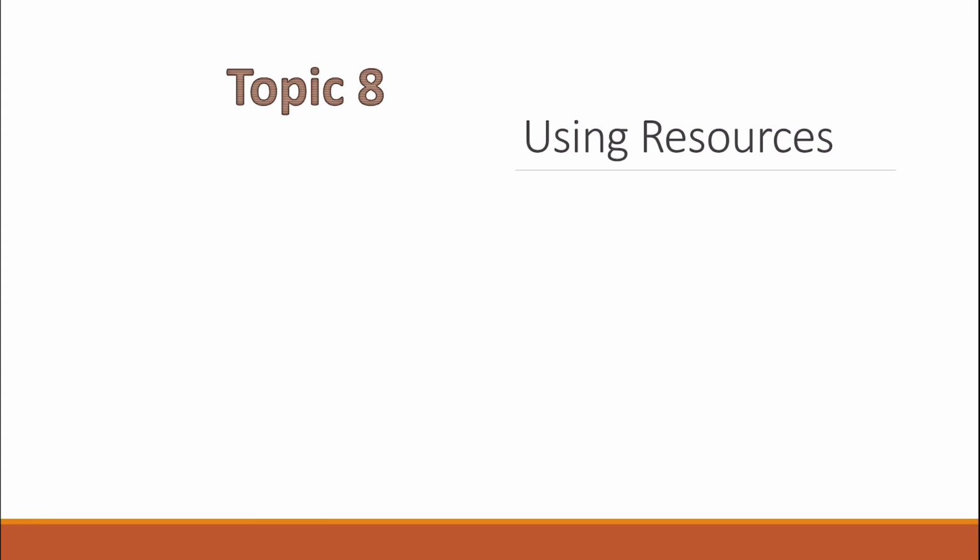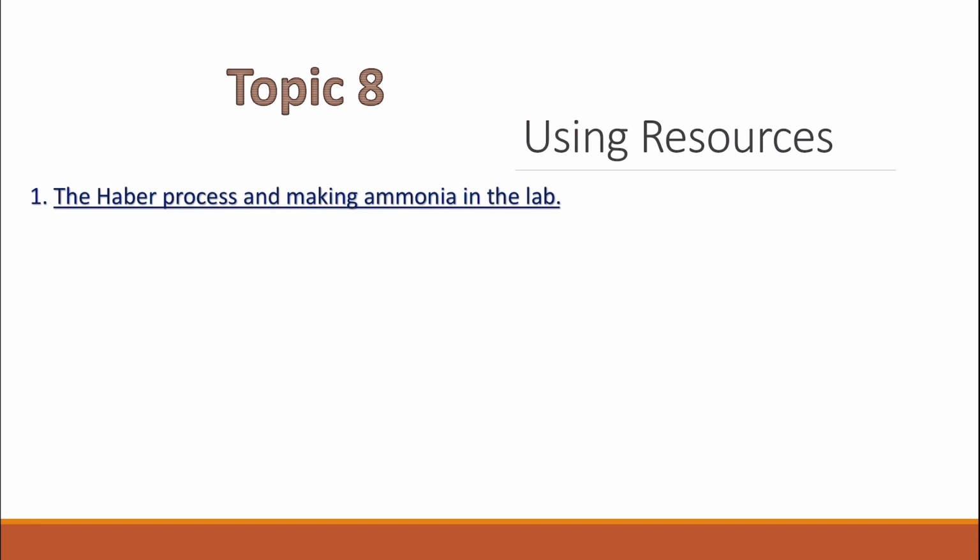And finally, the last topic, which is using resources. This is topic 10 in your textbook. It has a lot of things to ask you about, but usually they don't tend to ask the same question in successive years. The Haber process is very common in the exam in general, and making ammonia in the lab hasn't been in the exam lately, so I would make sure that I know about making ammonia.